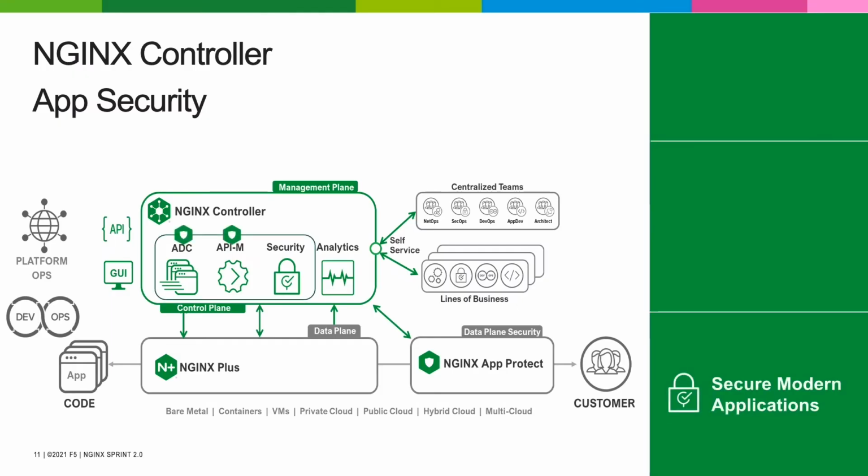So the first layer of that NGINX security is really around securing modern applications. And this allows you to insert security policy lifecycle management that can be deployed and automated on a per app or per API basis. And this is based on NGINX App Protect, the same security product we mentioned before. NGINX Controller is really abstracting the need to manage the data plane, NGINX Plus and NGINX App Protect, and really aligns it as part of that lifecycle management.